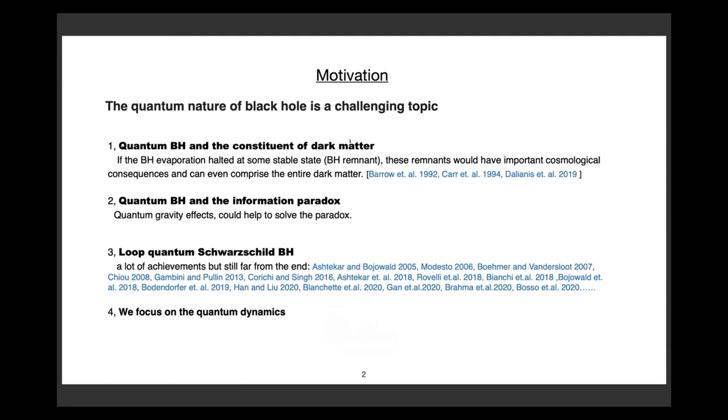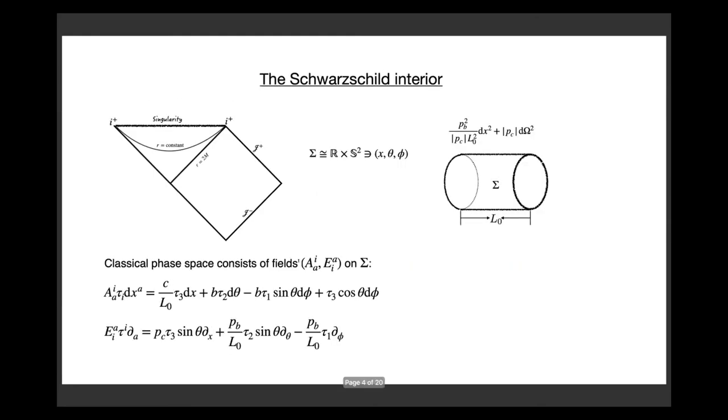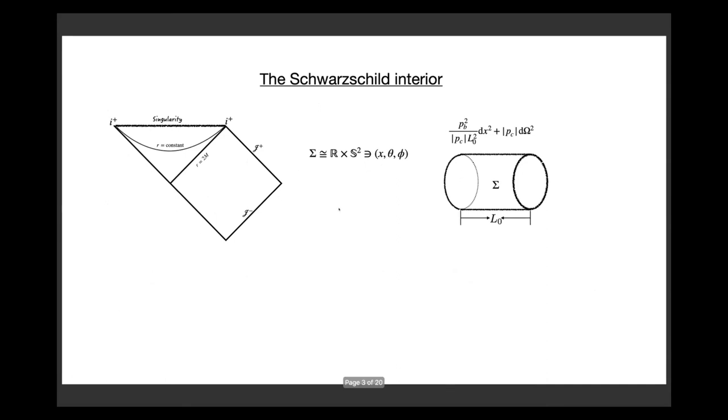And as a quantum gravity theory, loop quantum theory has been used to study the Schwarzschild black hole. A lot of achievements have been obtained, but I think it is still far from the end. In our work, one of the main differences between our work and those works, I think, is that we focus on the quantum dynamics rather than the effective dynamics.